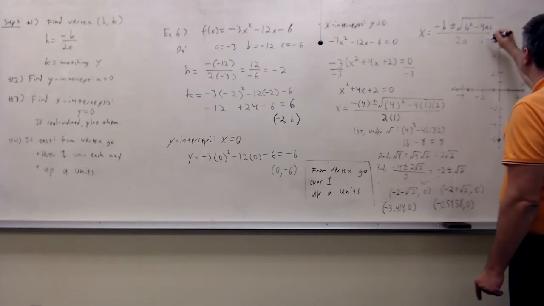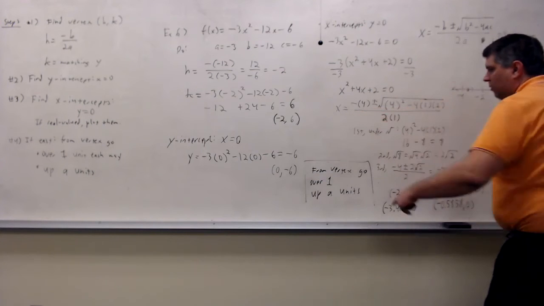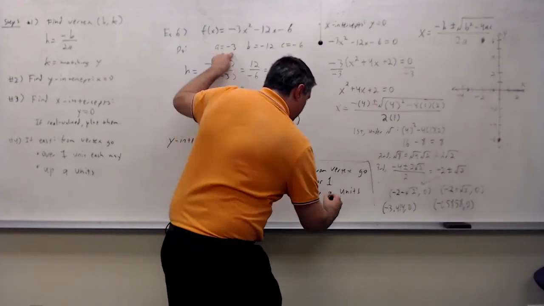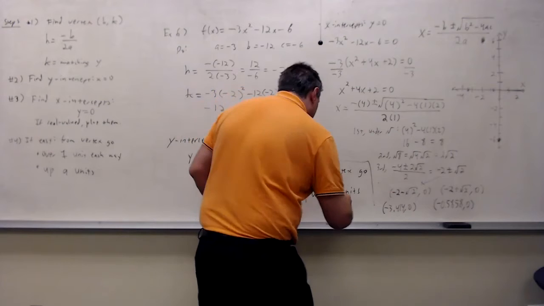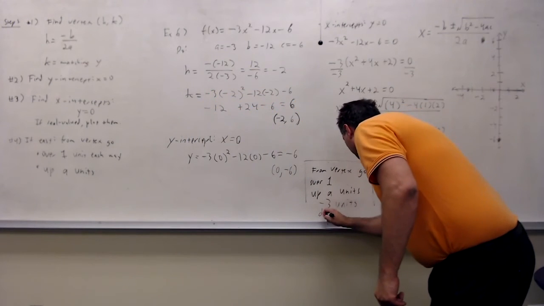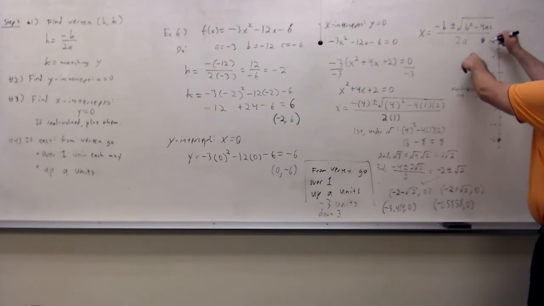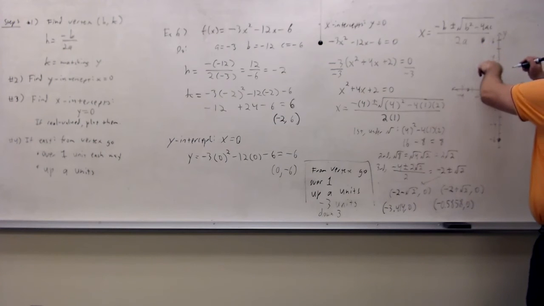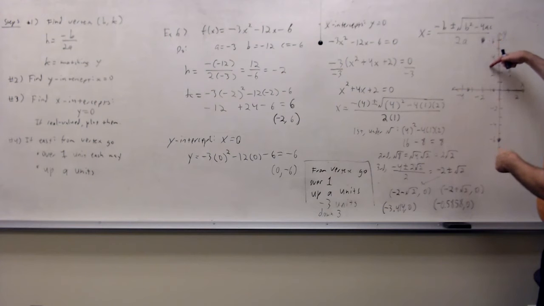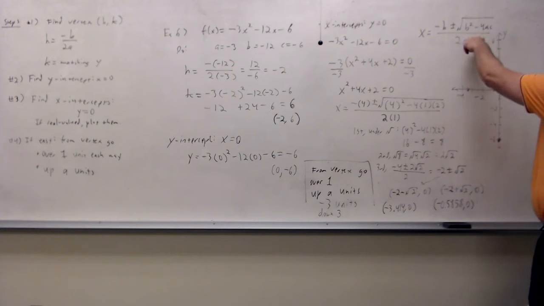Okay, so (2, -6) is the vertex. Now, from the vertex, we're going to go over 1 and up negative 3, so down 3. From the vertex, I'm going to go over 1, down 3. Over 1, down 3. And then over 1, down 3.